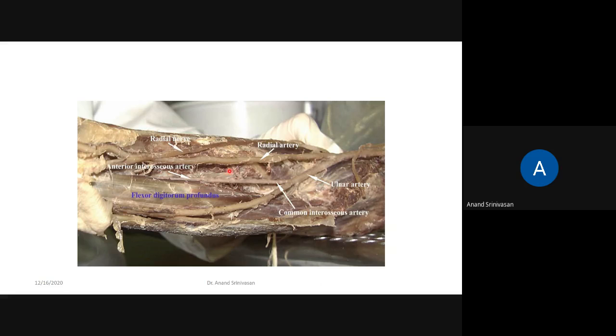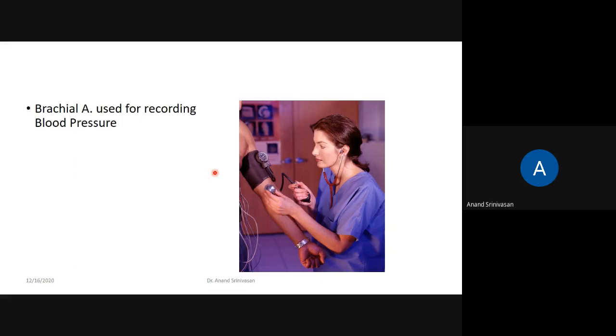You can't see it on the other side. When you come for the dissection, we would be showing you this. Any doubts until now? Any doubts? All right. Now, some of the clinical importance: the brachial artery is used for recording the blood pressure.